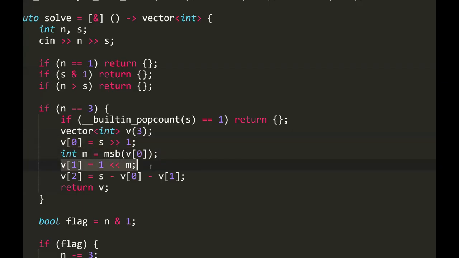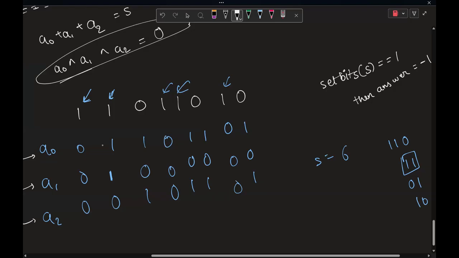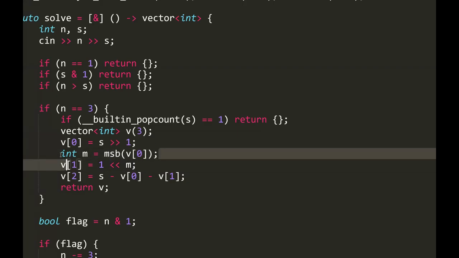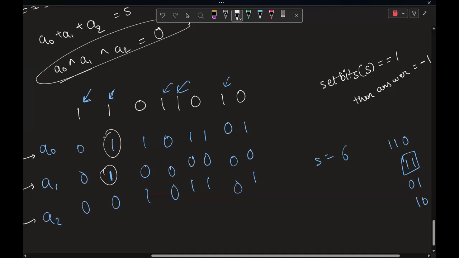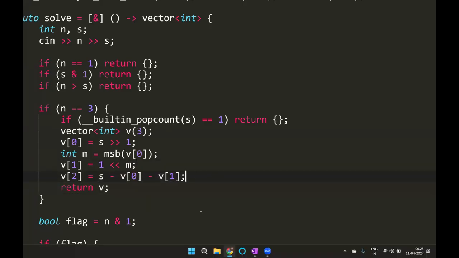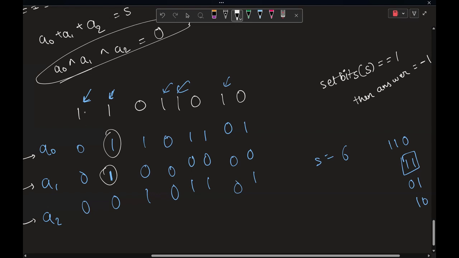For finding this a1, I'm just taking the msb of a0 and setting it in a1. That is what I've been finding here. And for a2, it is nothing but s minus a1 minus a0. Or if you wanted, you could have been a little fancy. You could have said that it is s xor a1 xor a0 xor a1.